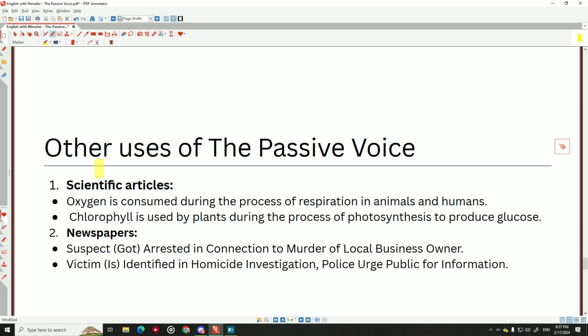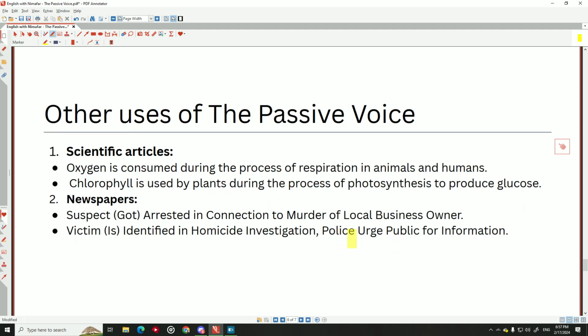In newspapers or news: suspect arrested in connection to murder of local business owner. They make it shorter, so suspect got arrested. They use the passive voice. Victim identified, or victim is identified in homicide investigation, police ask public for information. So you can see it on news.